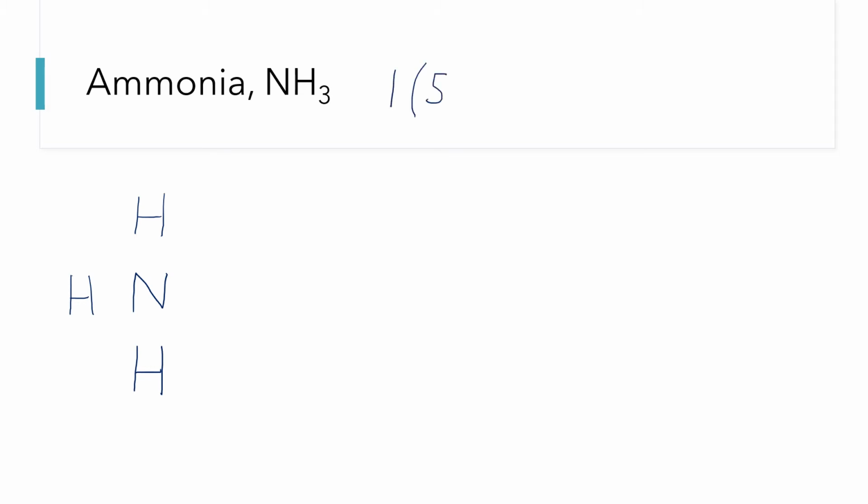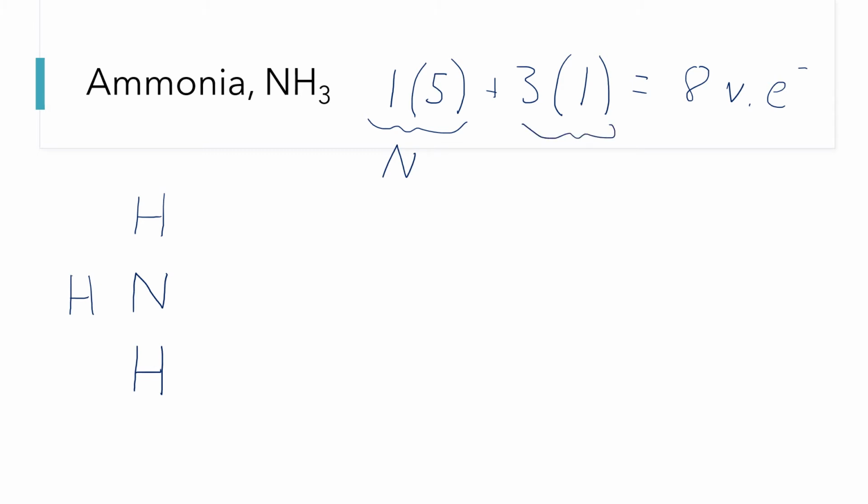For our valence electron count, there is 1 nitrogen atom. It's in group 15, so it has 5 valence electrons. And then there are 3 hydrogens. Each has 1 valence electron. And if we add all of that up, we've got a grand total of 8 valence electrons to place into this structure. Let me just make a quick note right here that that first part of the sum is nitrogen, and that second part of the sum is hydrogen.